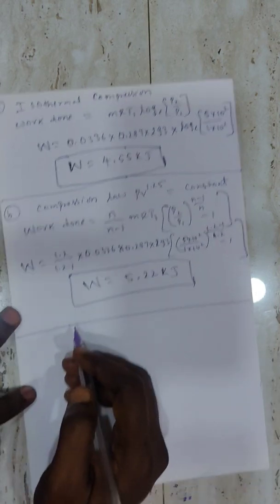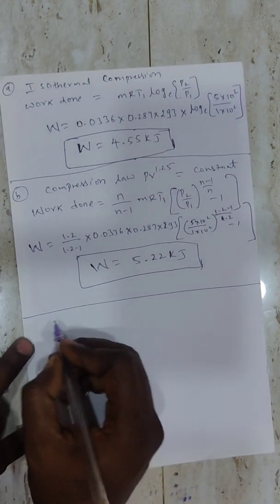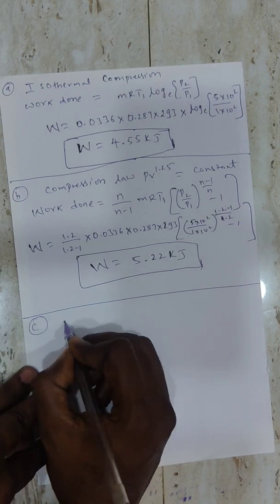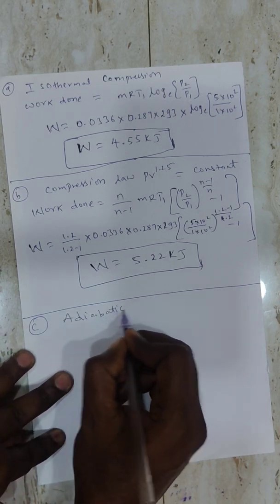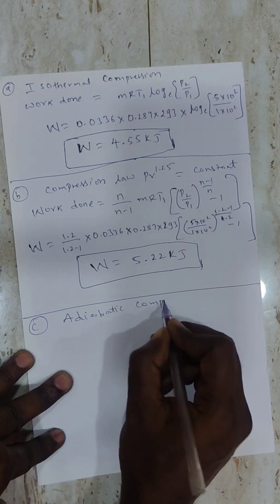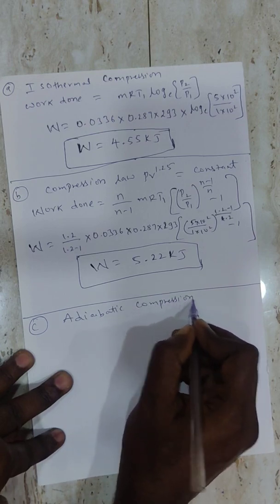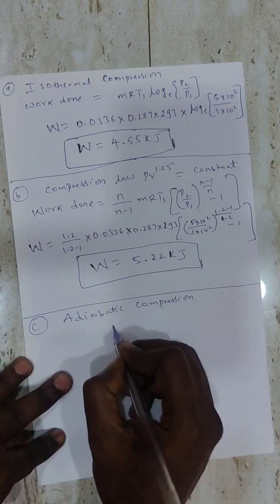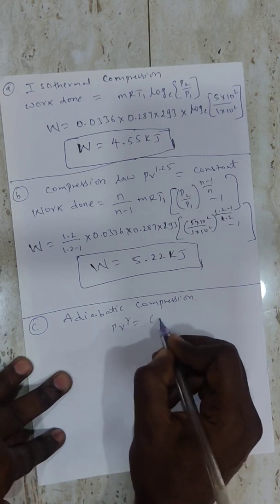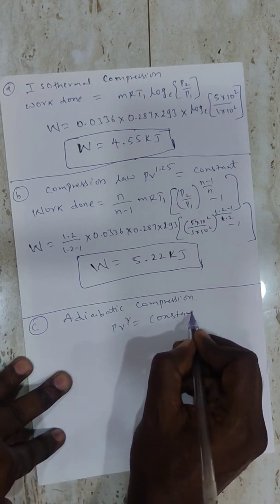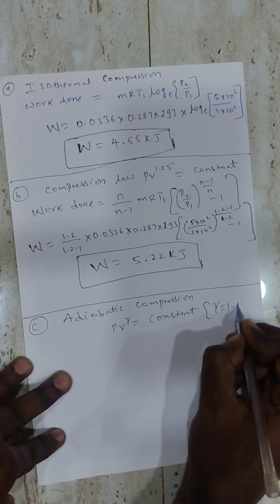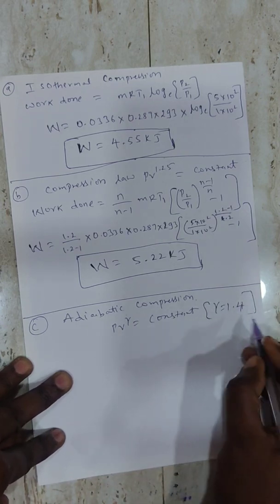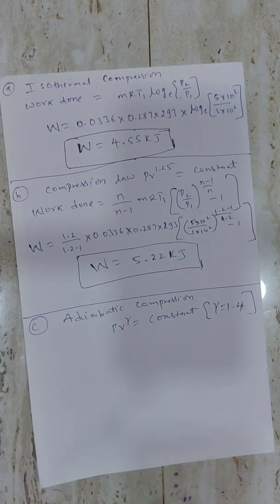And last, he asked the adiabatic compression. Okay, adiabatic compression, what do we know? PV to the power gamma is equal to constant. What is the gamma? Gamma value 1.4. Gamma is equal to 1.4.